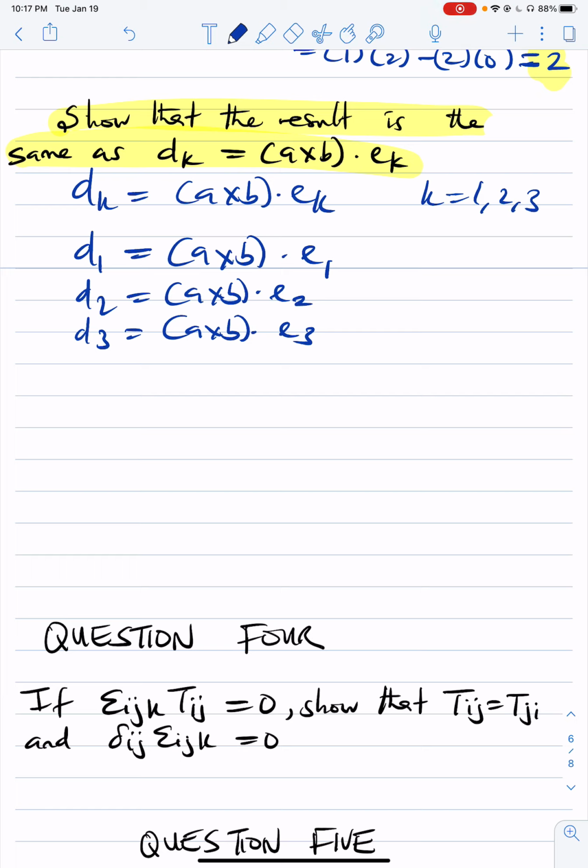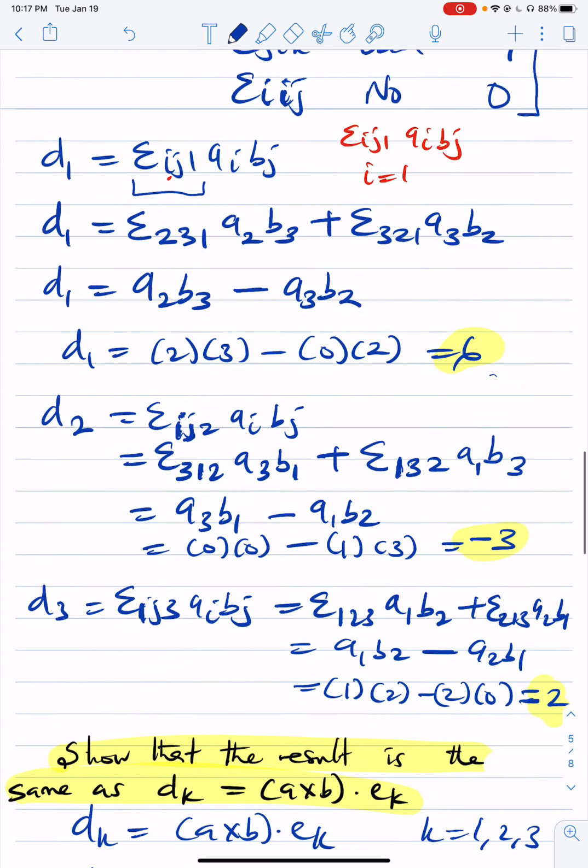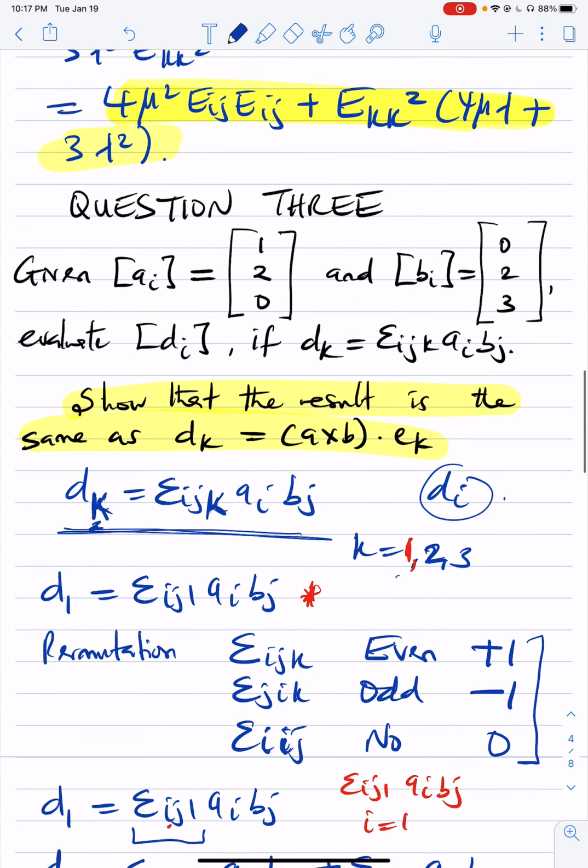All right. Okay. So let's see how this works. Cross product. Okay. Where is it now? Let's look at this.